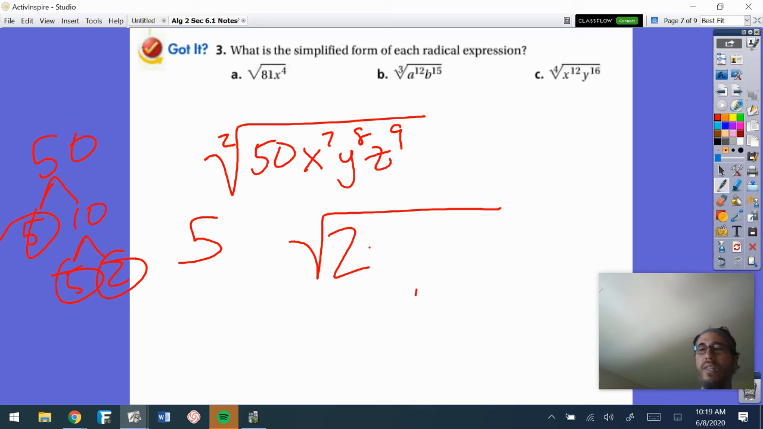All right, and then we go to the x to the 7. What is 7 divided by 2? Can't do it, hold up that finger. Then we go to 6. What's 6 divided by 2? 6 divided by 2 is 3, but I have one finger up, so that x stays. And you obviously don't have to write the 1 up there, okay?